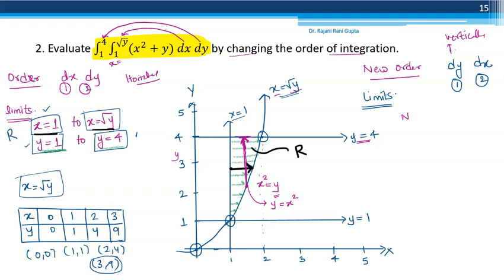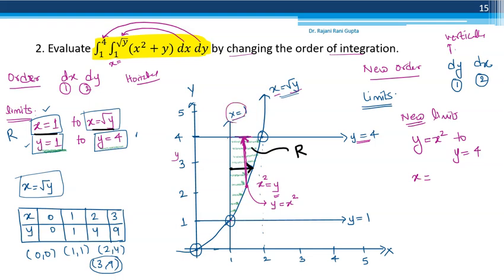So the new limits will be y varying from x squared to y equal to where? To a point on this line where y is 4. Okay. And then the limits for x. X is from here to maximum here. From this extreme to this extreme.